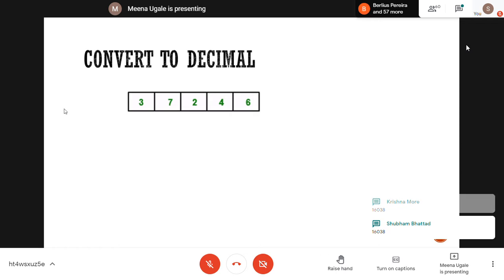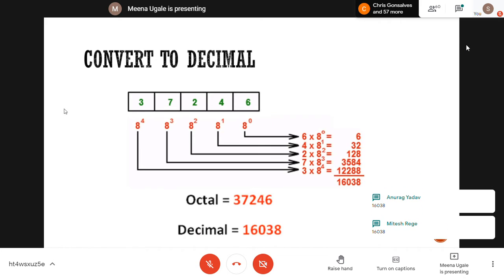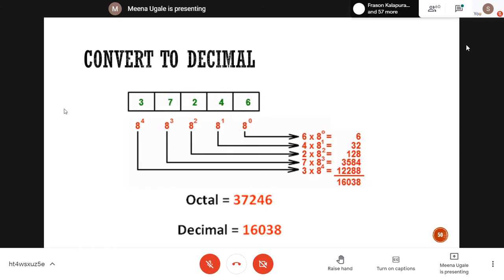Okay, Krishna has given me the answer. Shubham. Very good. Very good. You can see the screen. Almost you are getting the answers. Still I have shown here. 8 raised to 0, 1, 2, 3, 4. Add it up. So your equivalent will be 16038.